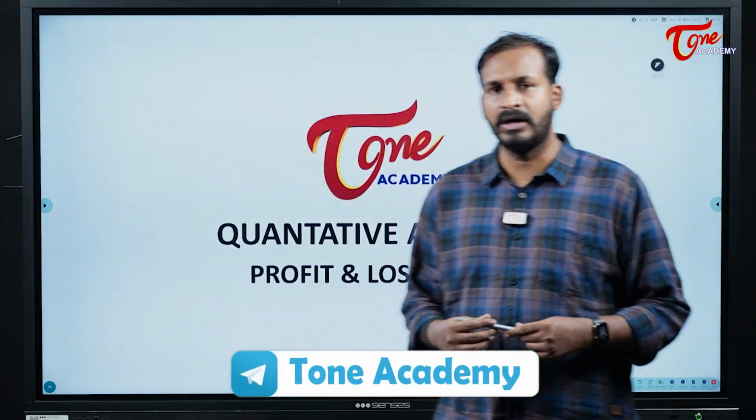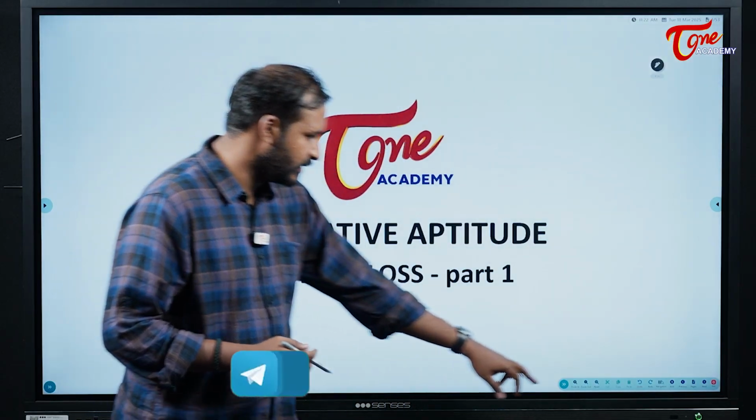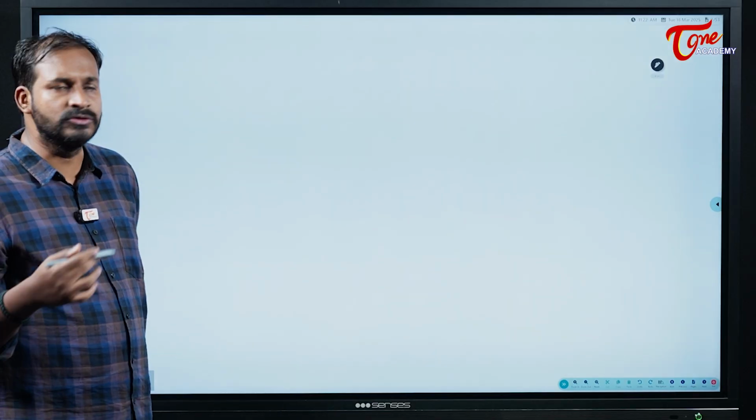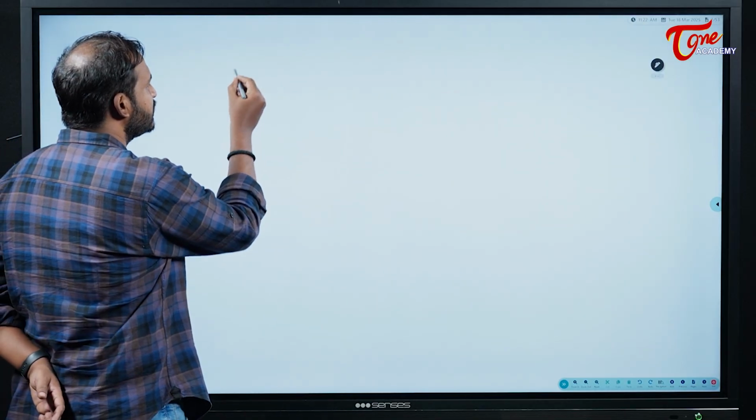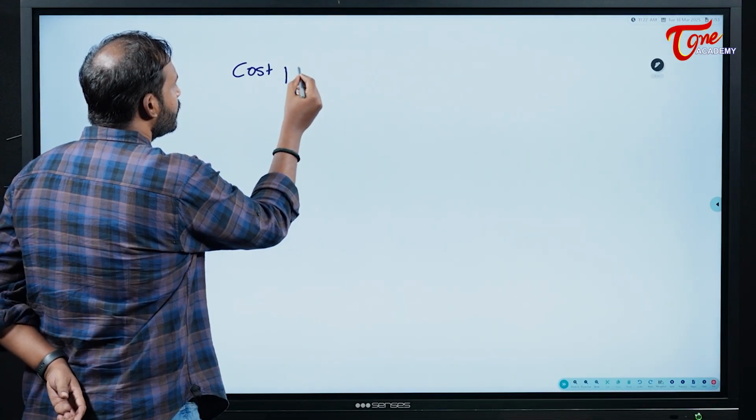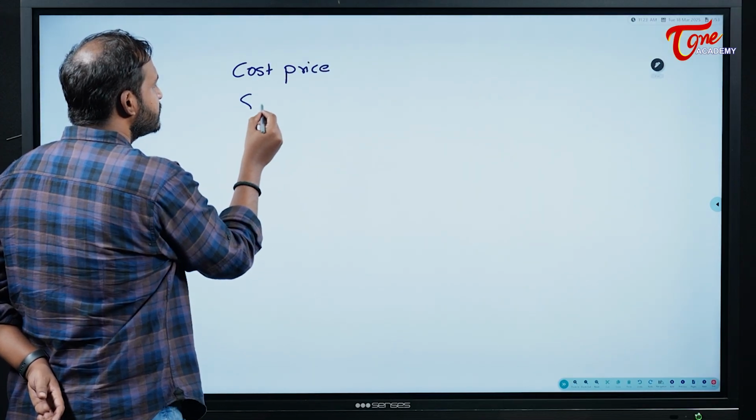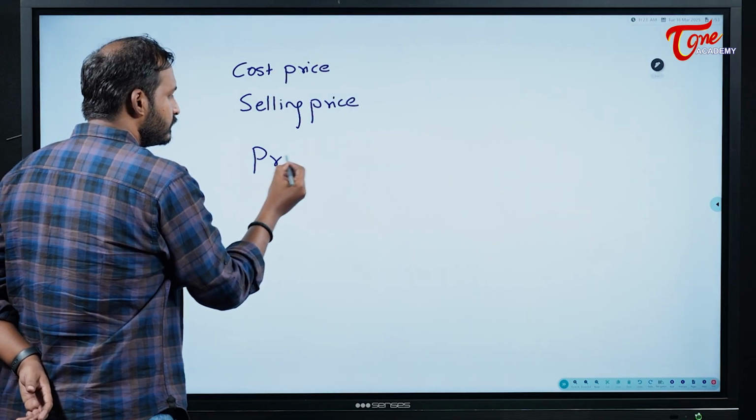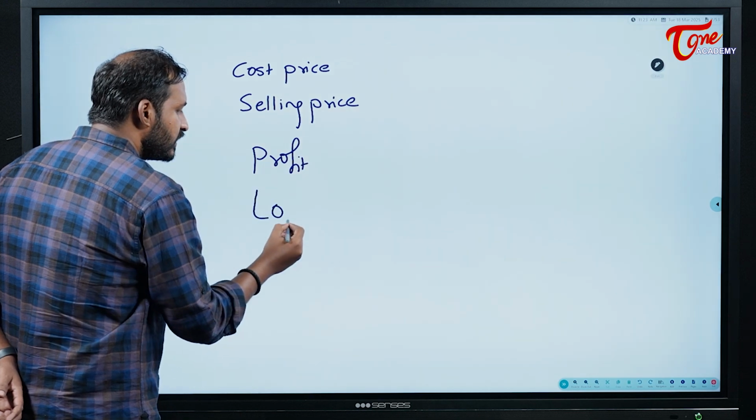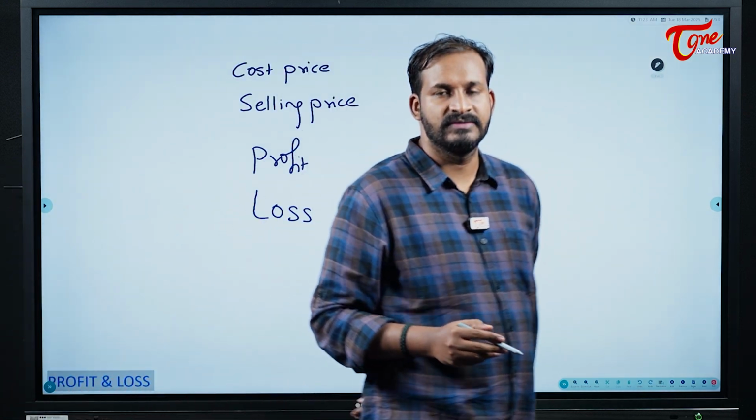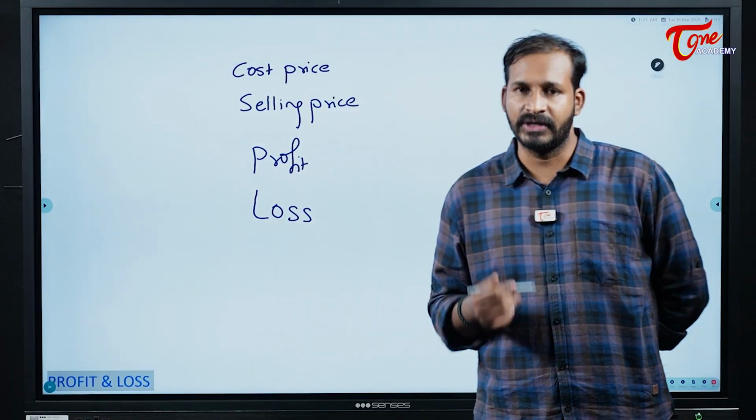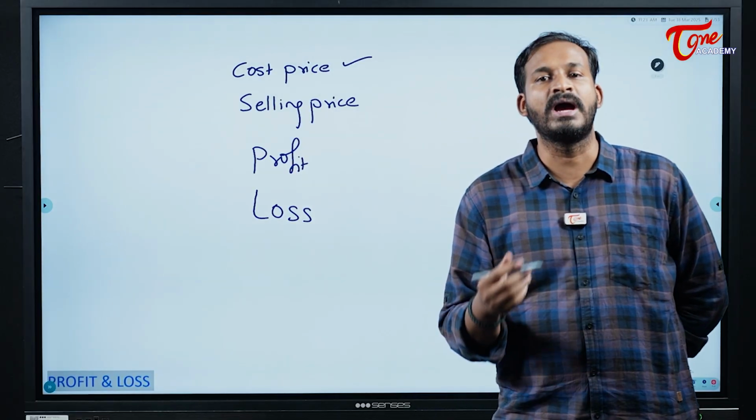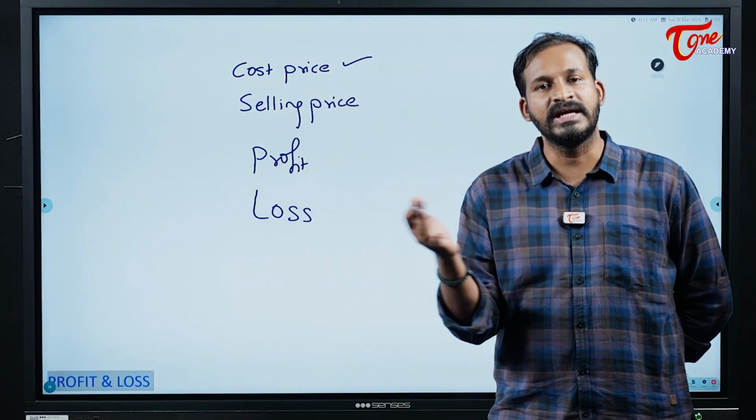Now we will see what this profit and loss is about and all the remaining concepts of it. When you see the words profit and loss, the most commonly heard words are cost price, selling price, profit, and loss. These are the four most commonly heard words when we start discussing the profit and loss concept. Now what is meant by cost price? The amount which we spend to manufacture a product, we call that cost price.